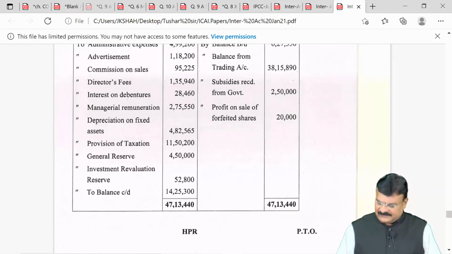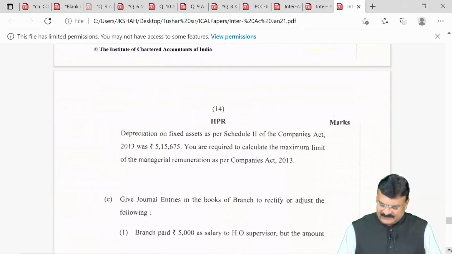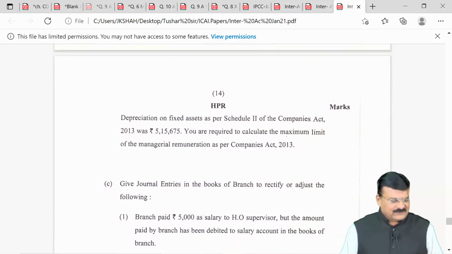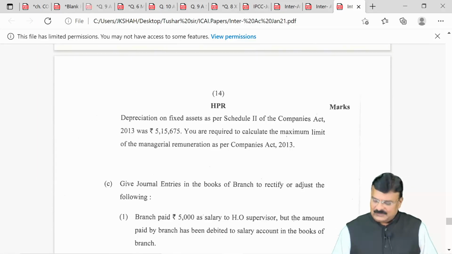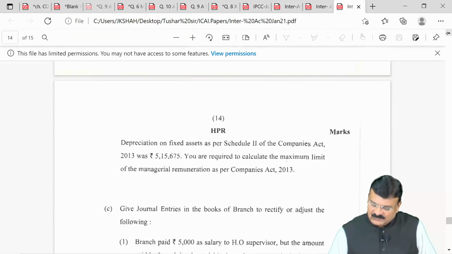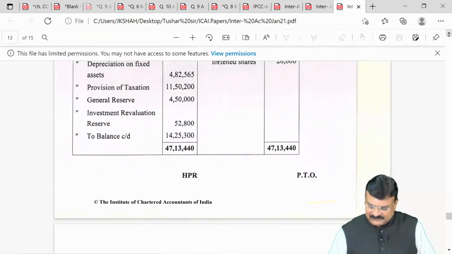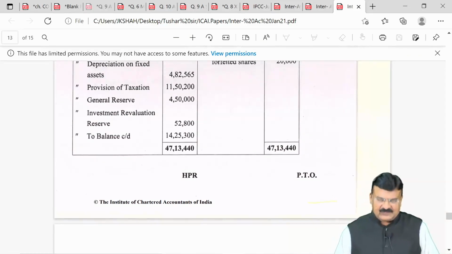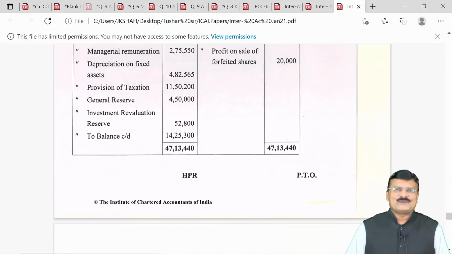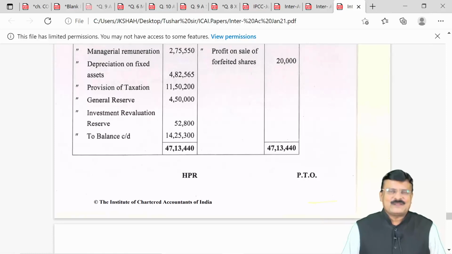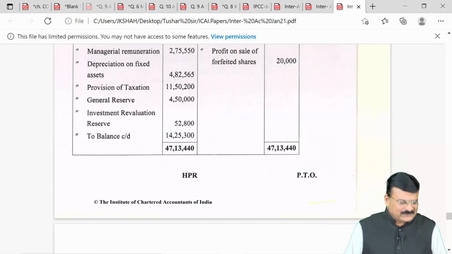Depreciation on fixed assets as per Schedule 2 of the Companies Act 2013 was 515675. Look into your P&L account. How much was the depreciation you charged? Depreciation charge was 482565. So that 482565 we cannot deduct. Our deduction has to be as per the Companies Act, Schedule 2 precisely.